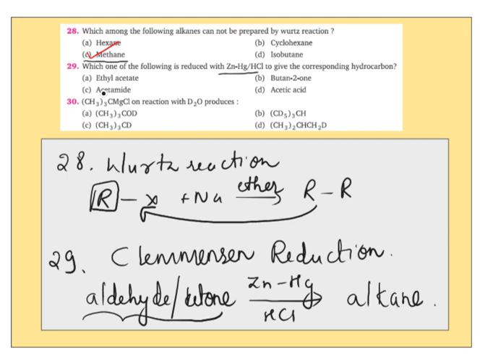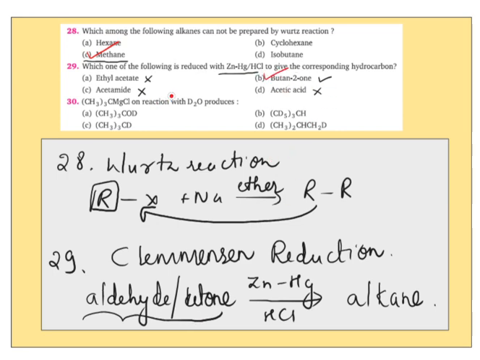So let's go through the options given. Ethyl acetate, which is an ester, therefore it cannot be A. Butanone, yes, it is a ketone, so it is B. Acetamide, it is an amide, so not possible. Acetic acid, the functional group is carboxylic acid, therefore that is also not possible. So the right option is option B.